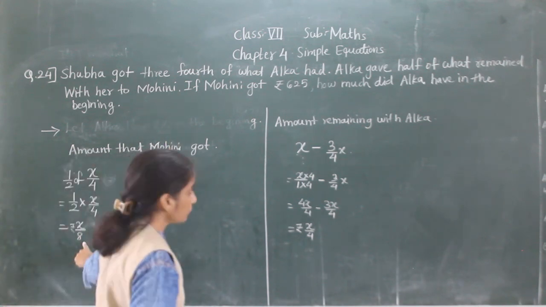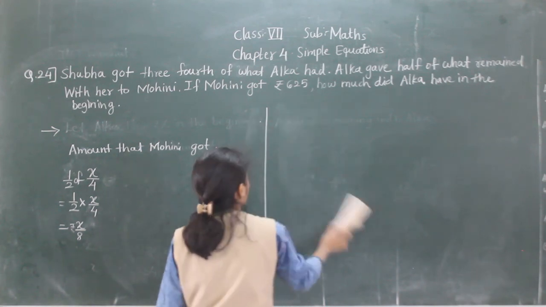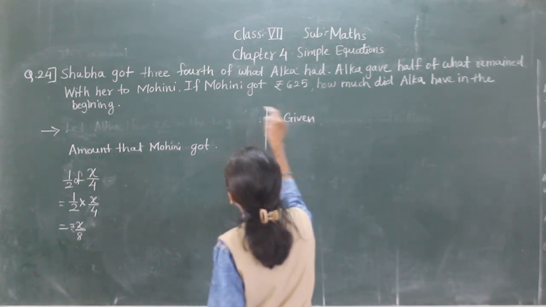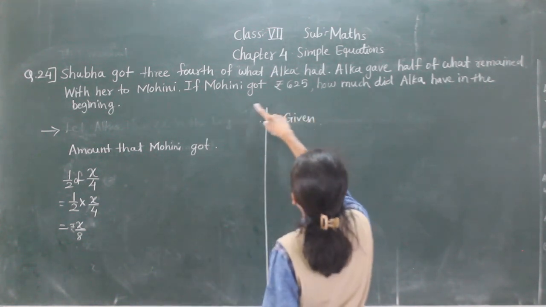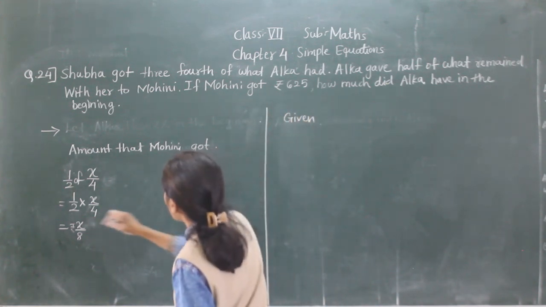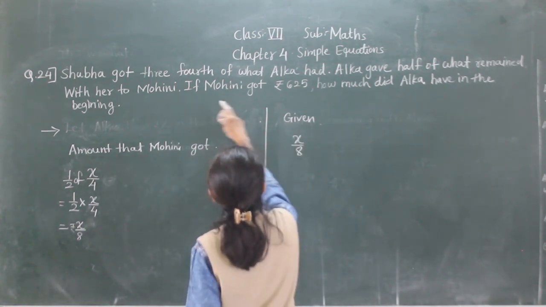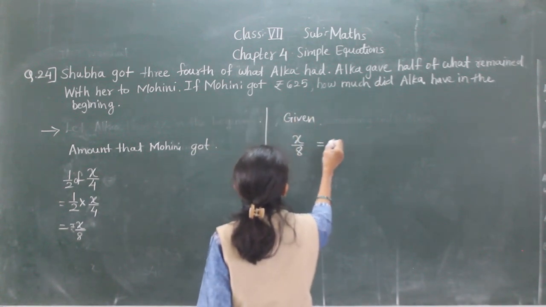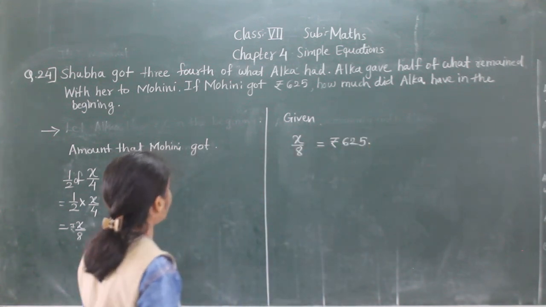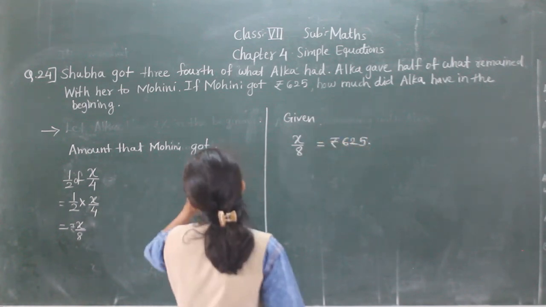Now what is given? 625 rupees. Then how much did Alka have in the beginning?